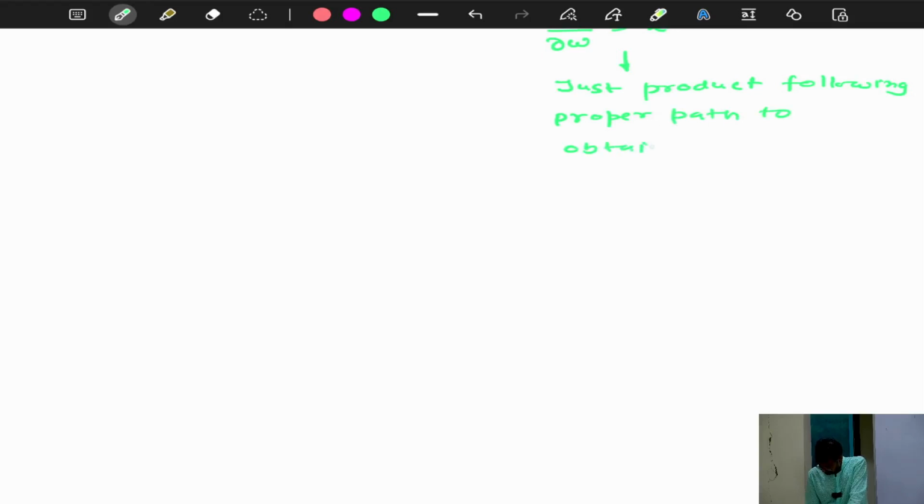So, from here just the product, obviously following some path, a random product will not give you anything, following the proper path to obtain the gradient.